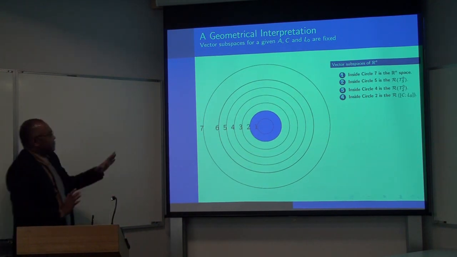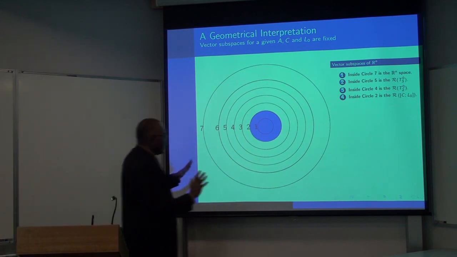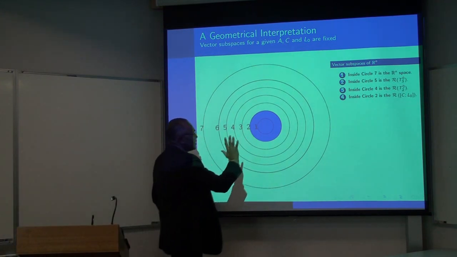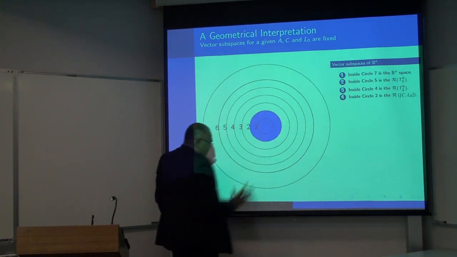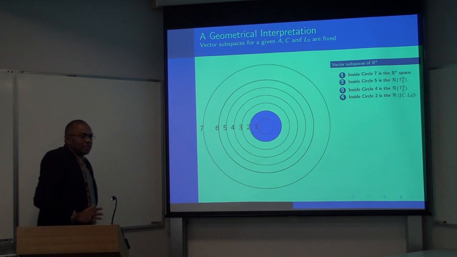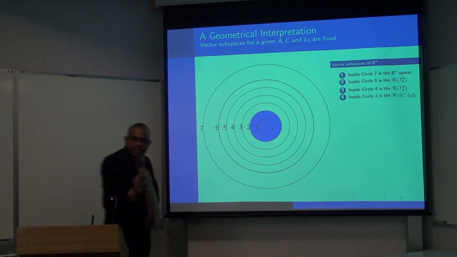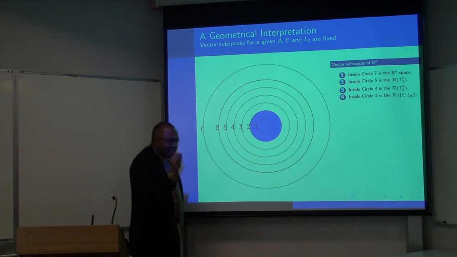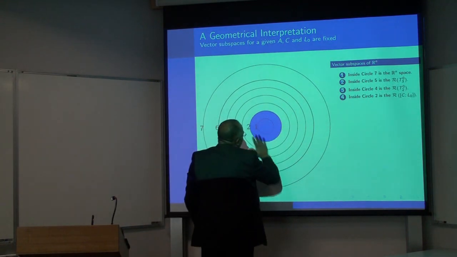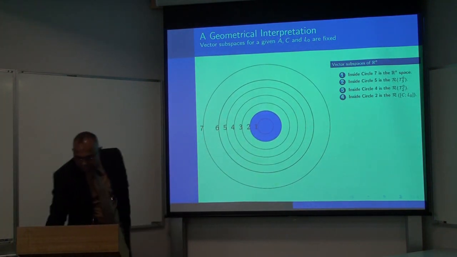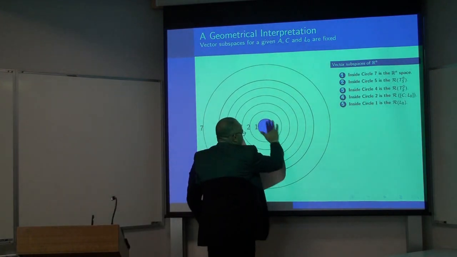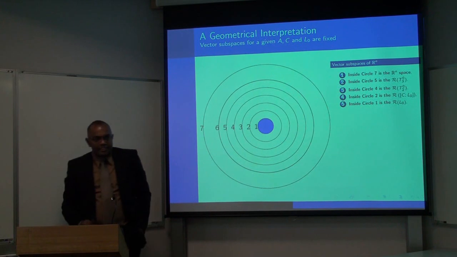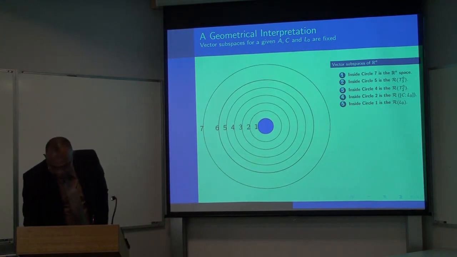All right. Before we look at how to find the minimum dimension matrix L that satisfies condition 1, let's look at a few other circles. This circle here, inside circle 2, is the row space of C and L naught. So the row vectors in C and L naught are inside here. The row vectors of L naught are inside here, right? So these are basically vector subspaces.